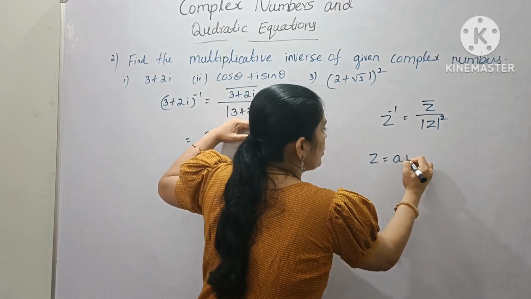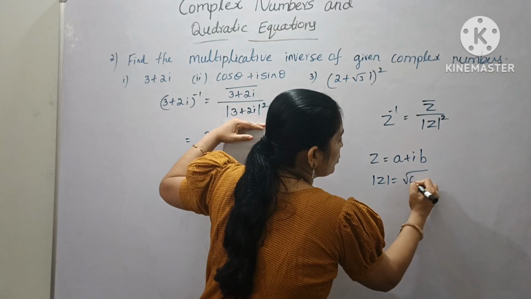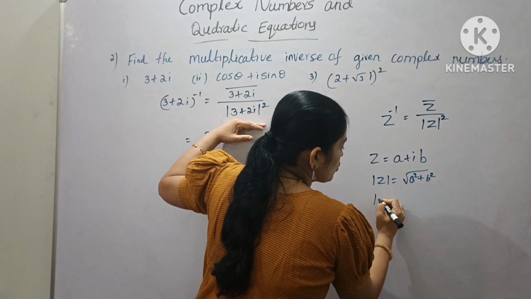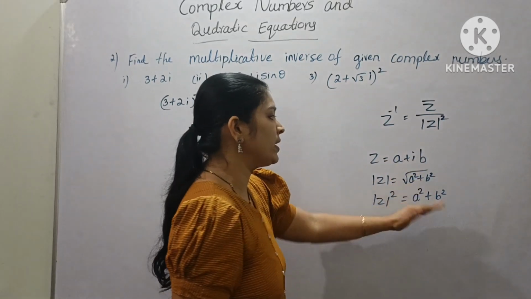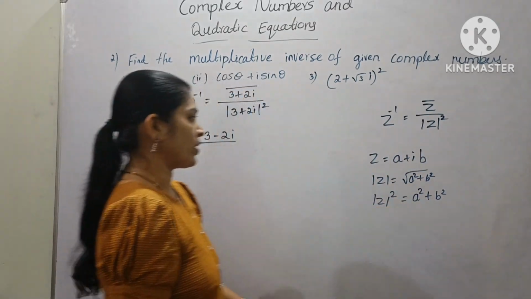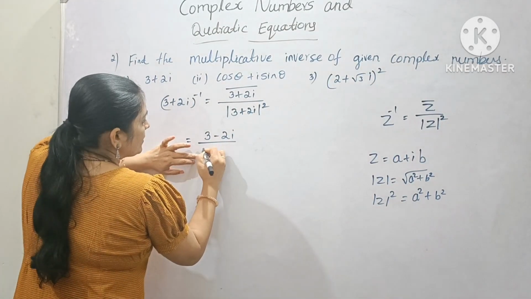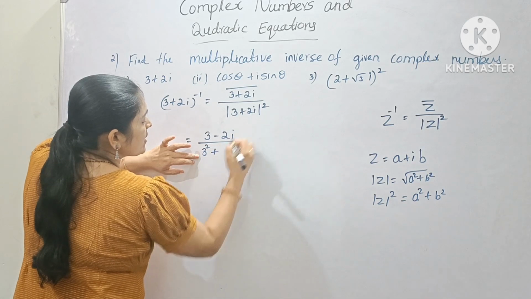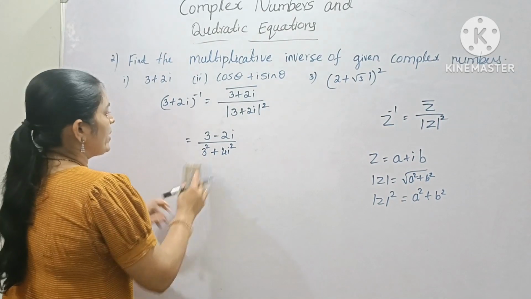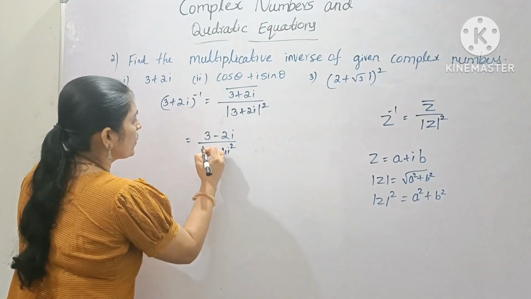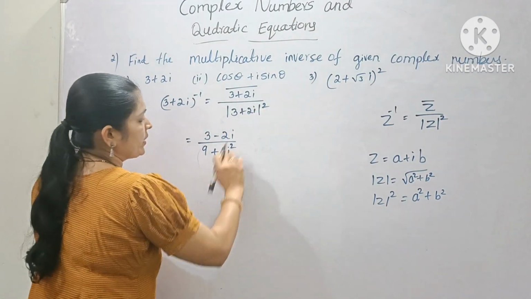If z is equal to a plus ib, modulus of z is equal to root of a square plus b square. So modulus of z square is equal to a square plus b square, that is nothing but a square plus b square. Square root will cancel. So here 3 square plus 2 square. 3 square is nothing but 9, plus 2 square is 4.